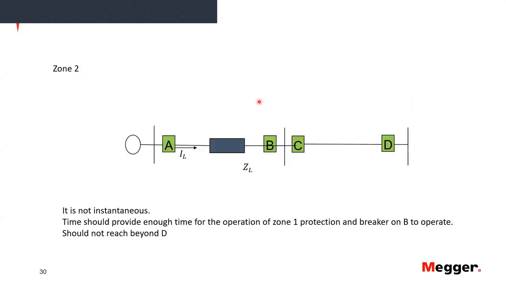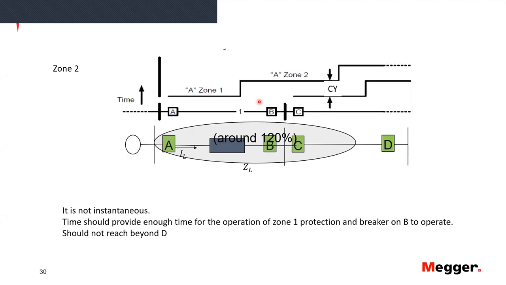Now, zone 2 should be able to serve as backup of zone 1 and should also look beyond the line. So zone 2 is typically designed to operate around 120% of the line.